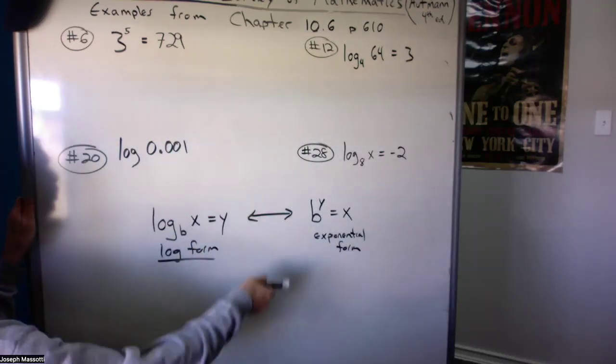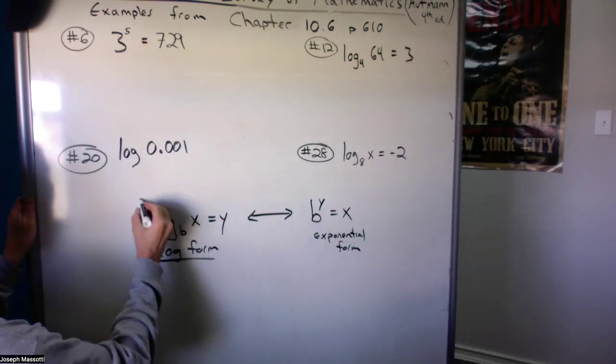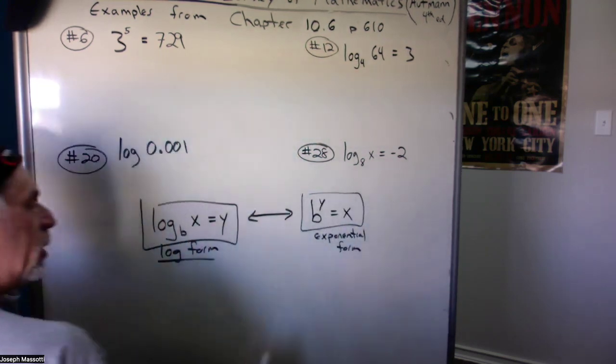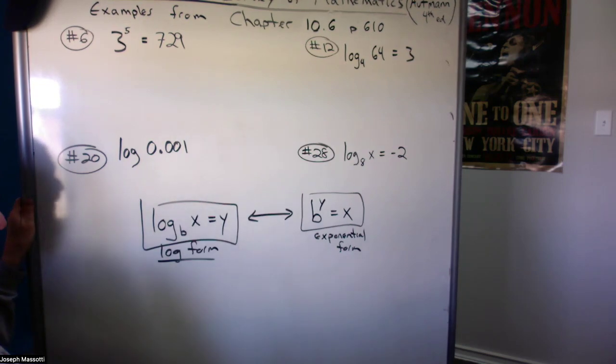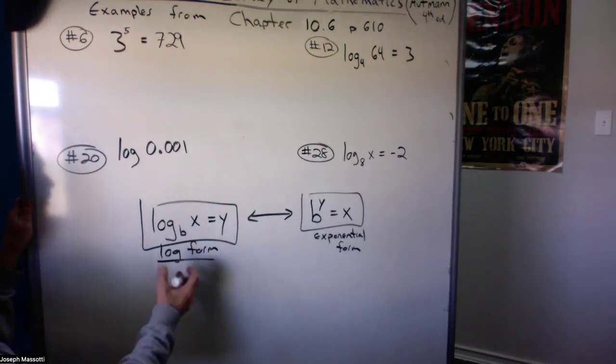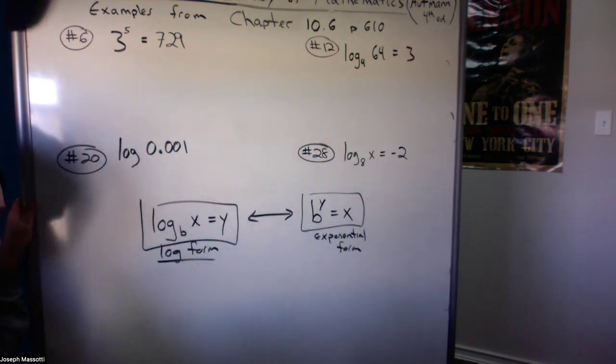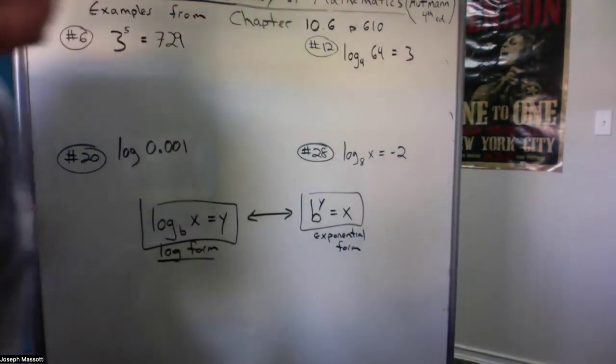So you want to be able to go back and forth: given log form, be able to write it in exponential form, and given exponential form, be able to change to log form. We're going to use this idea to solve logarithmic questions and equations also.